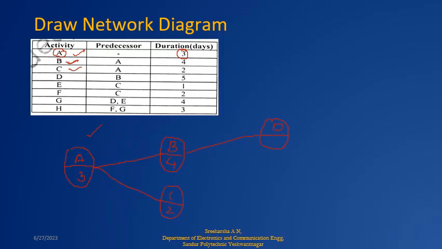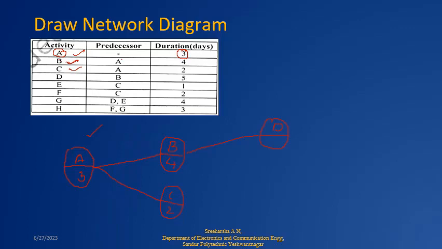Like before, we have next activity B and C. But in the previous activity, there are two times we are seeing A, so I have taken two lines. Similarly, when I want to go next, I have done A, B, C. So next activity is D. When I see D, the previous activity is B. So after B, I am drawing D.